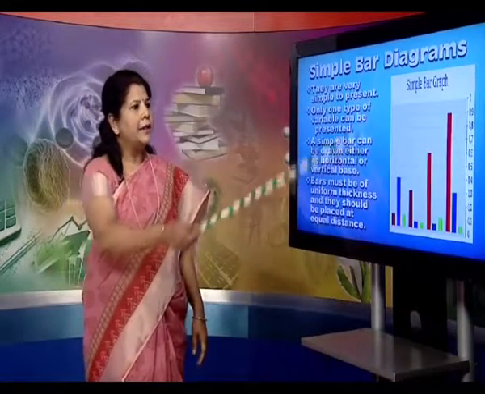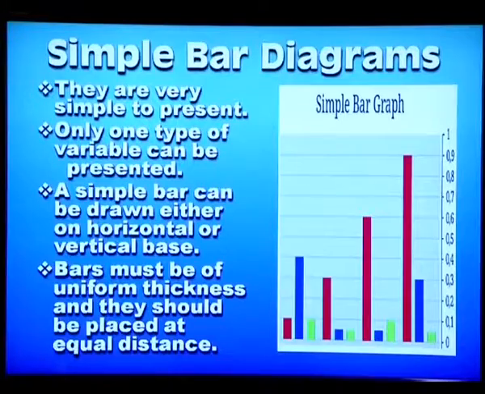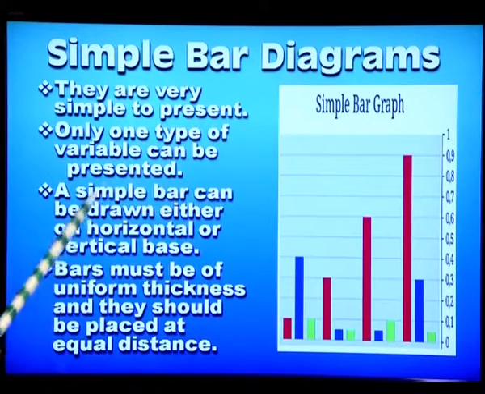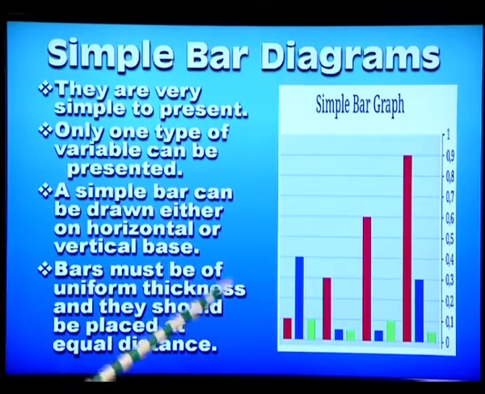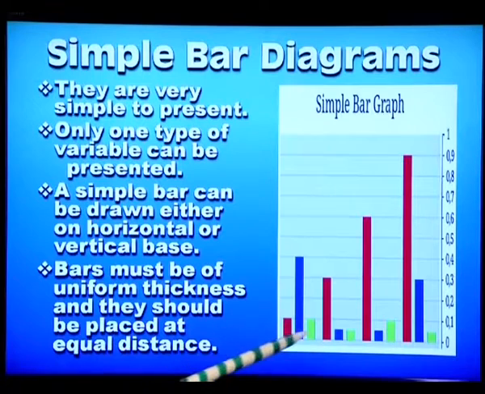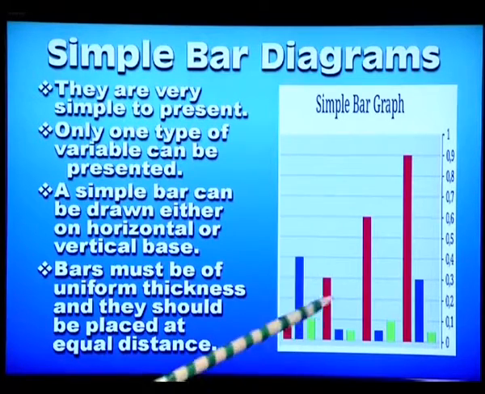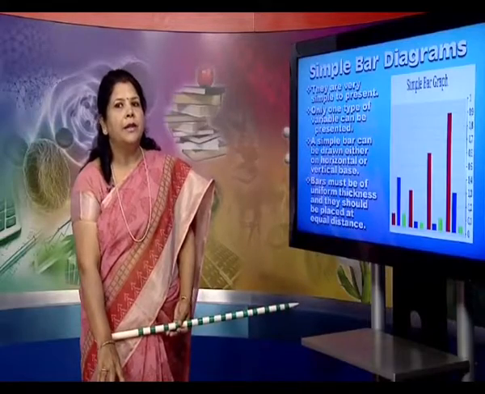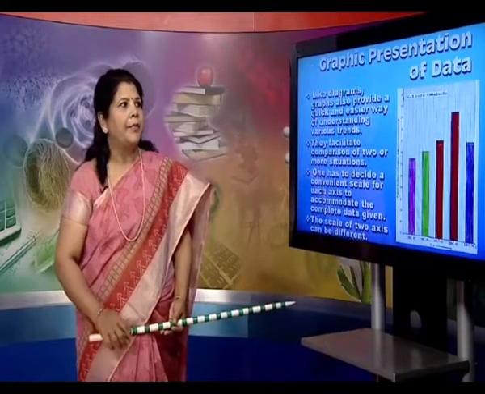Here we have a simple bar diagram. They are very simple to present. Only one type of variable can be presented. A simple bar can be drawn either on a horizontal or vertical base. Bars must be of uniform thickness, as you can see here, and they should be placed at an equal distance from each other. So, this completes our understanding of a simple bar diagram.